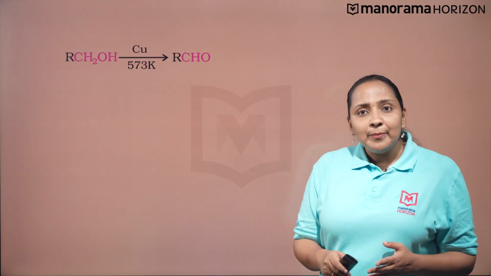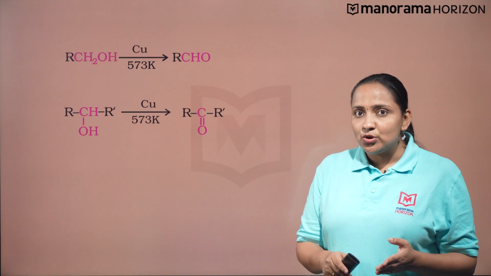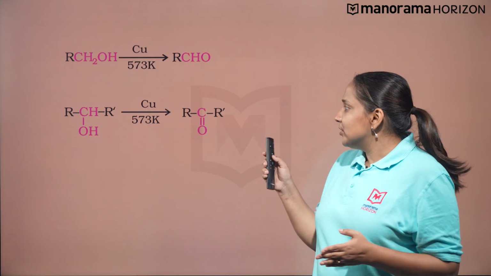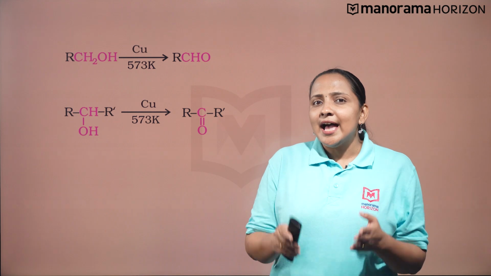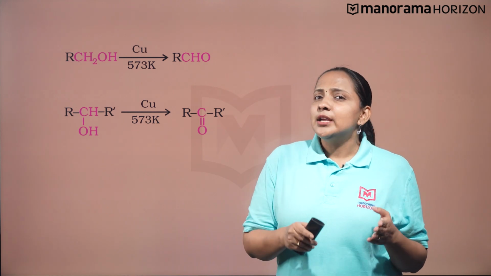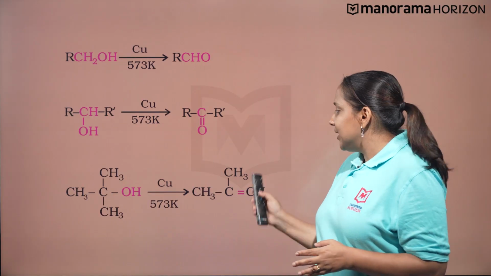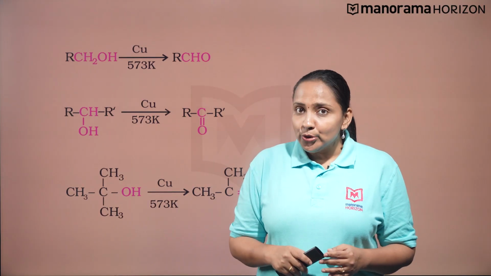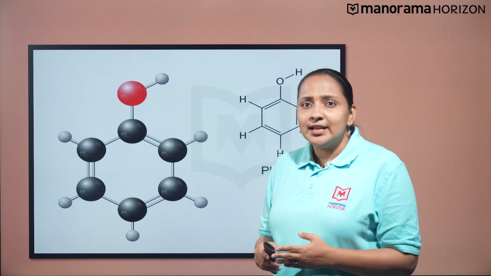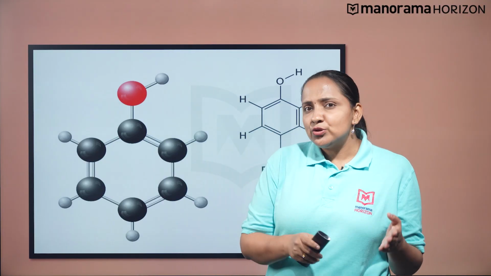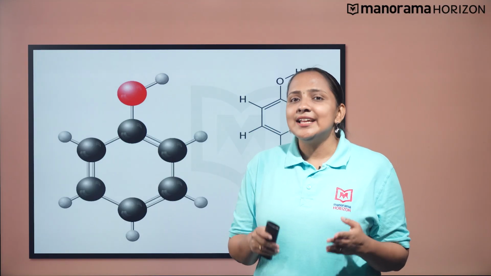Also, when the vapor of a primary or a secondary alcohol is passed over heated copper at 573 Kelvin, dehydrogenation takes place and an aldehyde or a ketone is formed, while tertiary alcohols undergo dehydration. Do you know, in the case of phenols, the OH group attached to the benzene ring activates it towards electrophilic substitution reaction? Well, we will discuss this in detail in our next video.